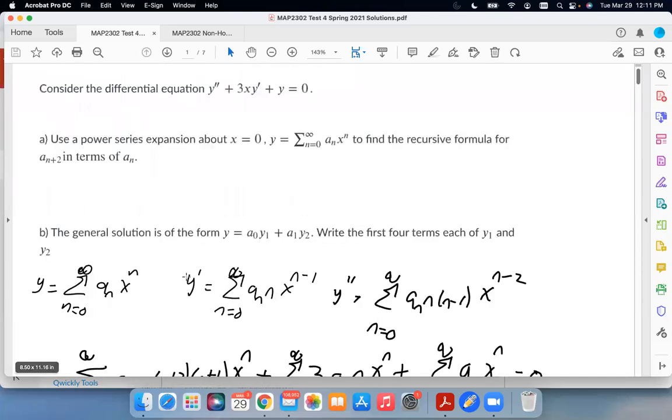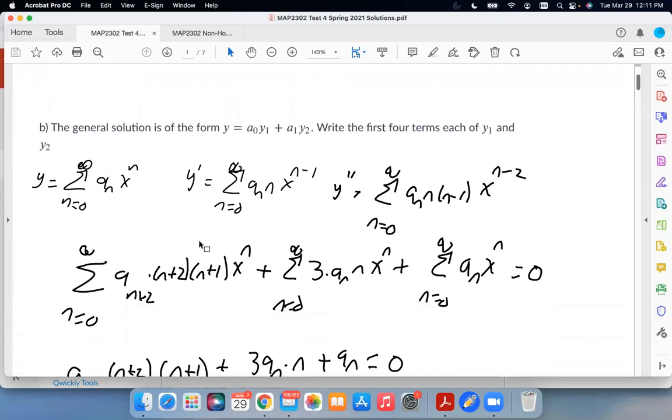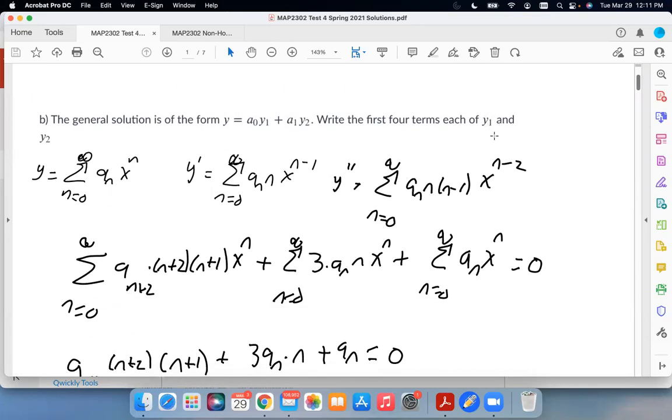The question asked for the first 4 terms of each one. y1 is all the stuff with a0, y2 is the stuff with a1. I didn't come up with this numbering scheme. I know it's silly.